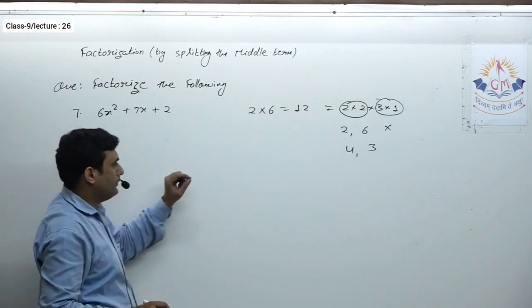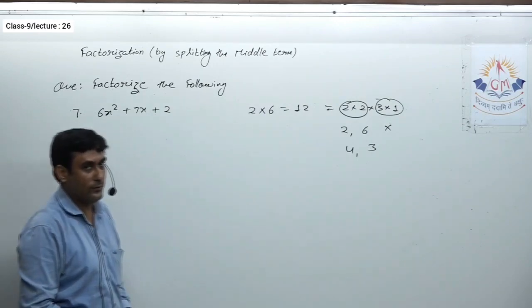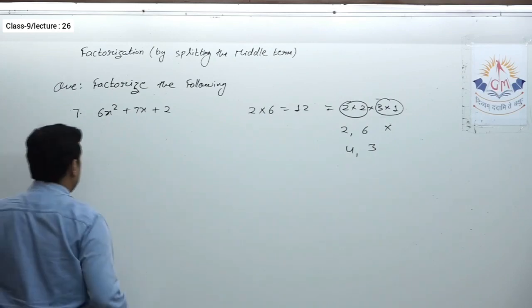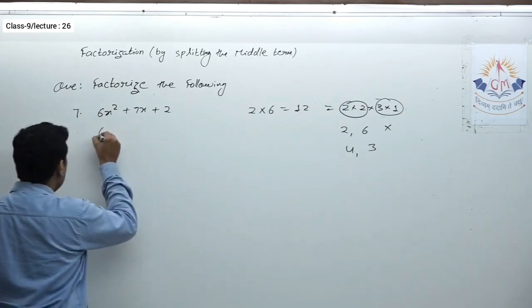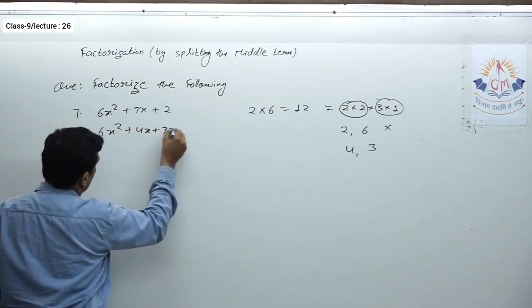So I am giving you some time to try how to do it yourself. Then I will give you its solution. 6x square plus 4x plus 3x plus 2.